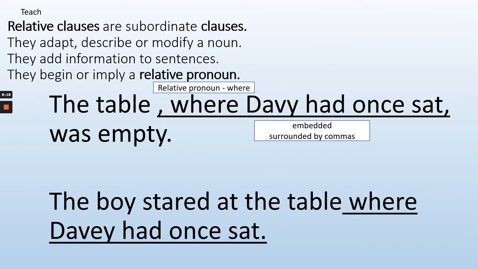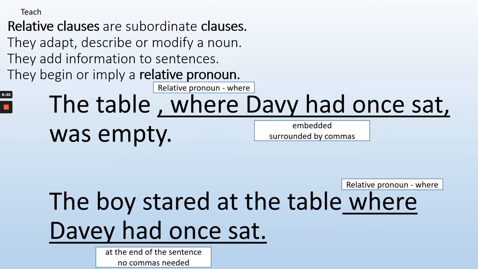The boy stared at the table where Davy had once sat. Where is my relative pronoun and relates back to the table. Where Davy had once sat is my relative clause. See how it comes at the end of the sentence, so no commas are needed. If it's embedded into the middle of the main clause, it needs commas to embed it. If the relative clause comes at the end of the sentence, no commas are needed.